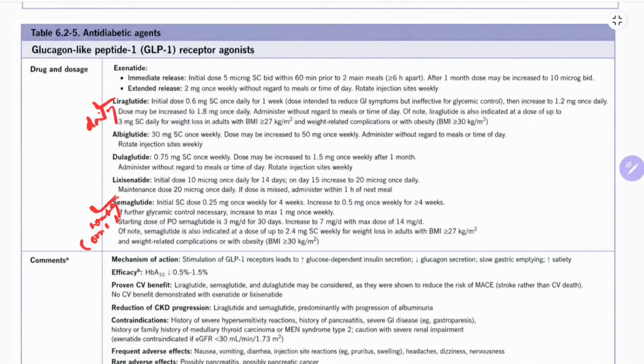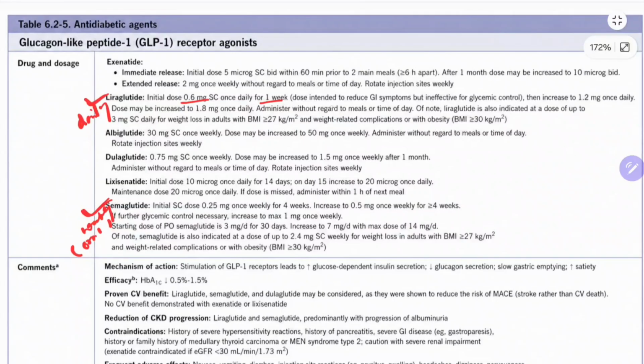First, the liraglutide initial dose is 0.6 mg subcutaneous for the first week. This dose is not therapeutic. It is intended to reduce GI symptoms, but is ineffective for glycemic control. Then increase to 1.2 mg once daily. This is the therapeutic dose actually. The dose may be increased to 1.8 mg once daily, administered without regard to meals or time of day. Liraglutide is also indicated at a dose of up to 3 mg subcutaneously for weight loss in adults whose BMI is more than 27.